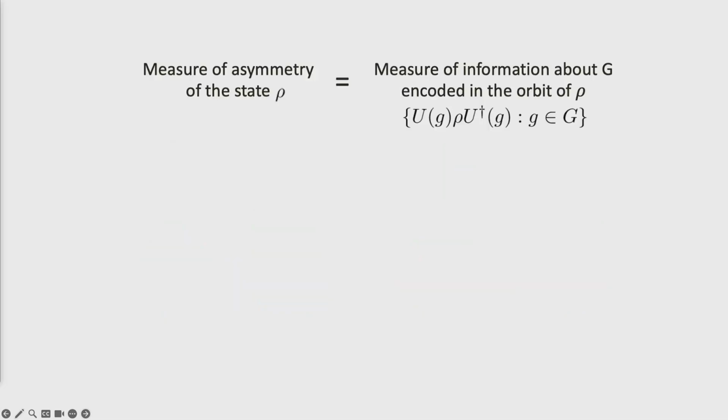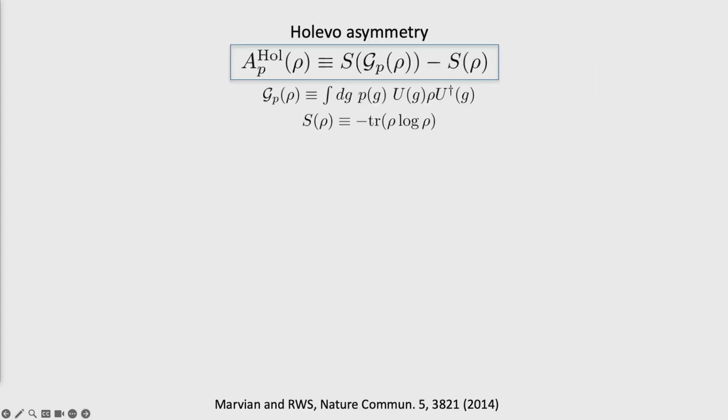As I said, any measure of the amount of information about the group encoded here is a measure of asymmetry. So you can just take all your favorite measures. Some of you may not be familiar with quantum information theory, but there's something called the Holevo measure of the amount of information in a set of states for encoding classical information. If you take that measure, what you get is this measure of asymmetry.